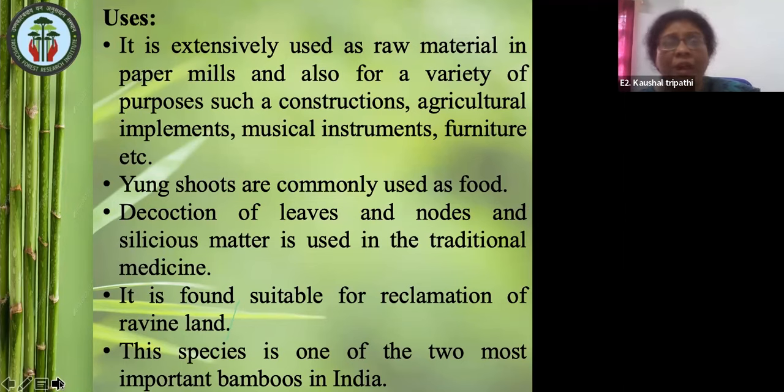The uses of Dendrocalamus strictus are: it is used extensively as a raw material in paper mills and also for a variety of purposes such as construction, agricultural implements, musical instruments, furniture, etc. Young shoots are commonly used as food. The siliceous matter from the leaves and nodes is used in traditional medicine. It is found suitable for afforestation of ravine areas also. This species is one of the two most important species for plantation purposes. Next slide, please.